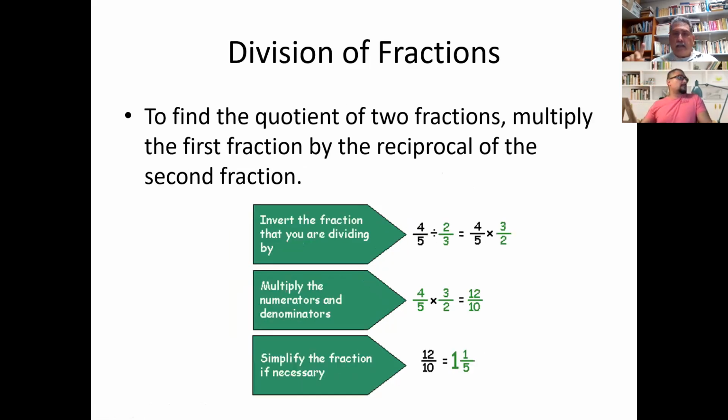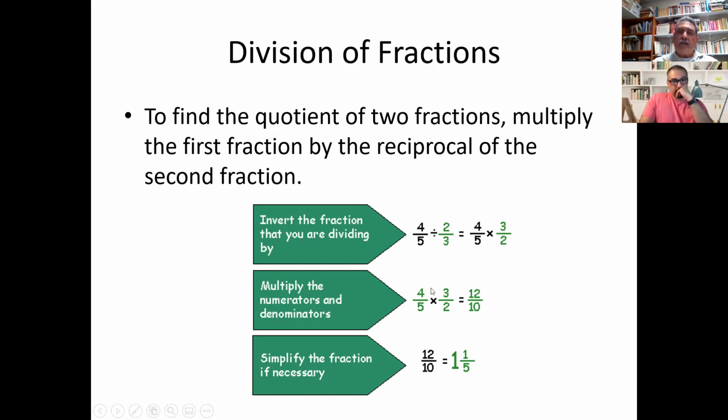Division. Now, the trick about division that makes it simple is this. If I'm dividing 4 over 5 divided by 2 over 3, just make that 4 over 5 times, and then invert the 2 over 3. Make it 3 over 2. You see that?